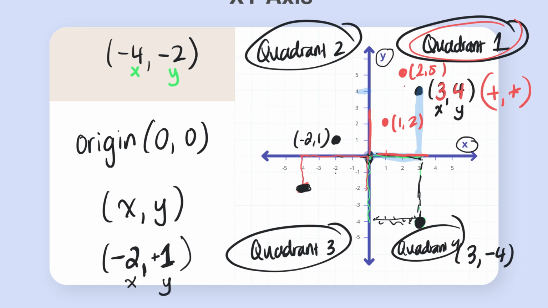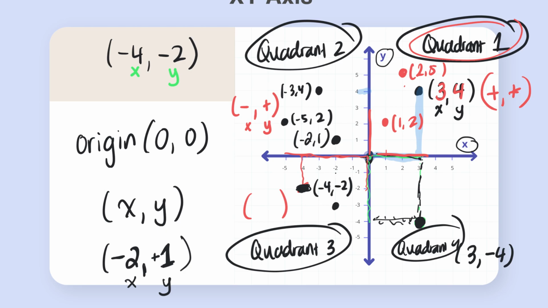What do you notice about all the points in quadrant 2? If I have a point -3, 4, and another point -5, 2. What did you notice about all of these points? Where do they start with? They start with negative and end in positive. Good. Their x-coordinate is negative and their y-coordinate is positive. What about in quadrant 3? We had the point I wrote over here, -4, -2, and I can label this point here, -2, -3. What do you notice about all of these points? They are all negative. Good. The x and y coordinates are all negative.